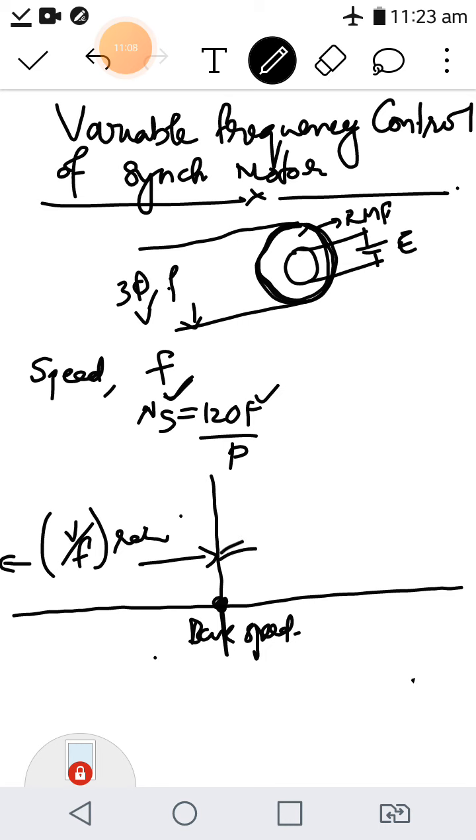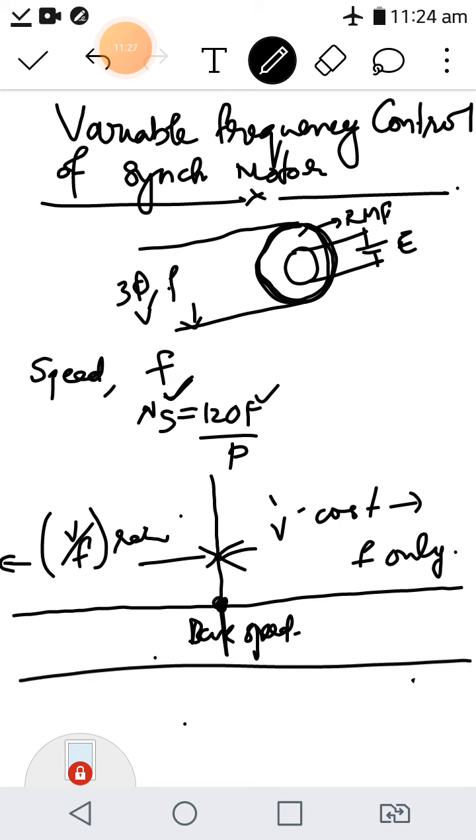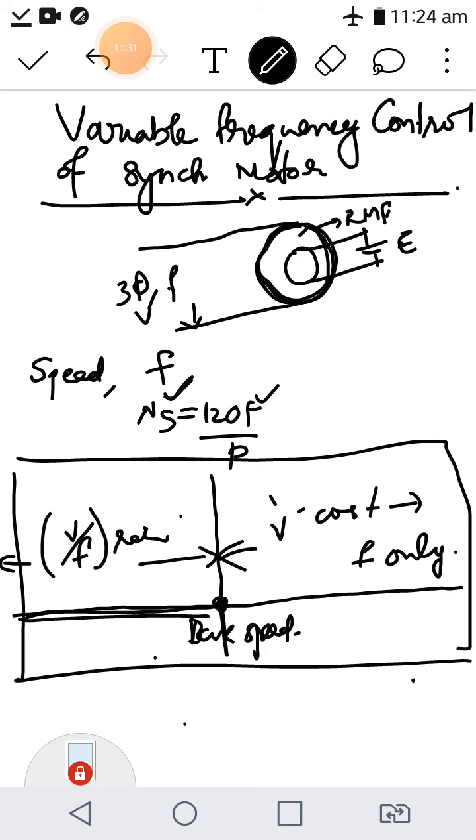After base speed, you cannot do this V by F control, because if you increase V after base speed, it will be more than the rated value. So after base speed, we will be using V constant and controlling F only. Okay, so this is basically the V by F operation in a synchronous machine. This is similar to an induction motor drive. Until the base speed, we will be using V by F control, and after that we will be using V constant.